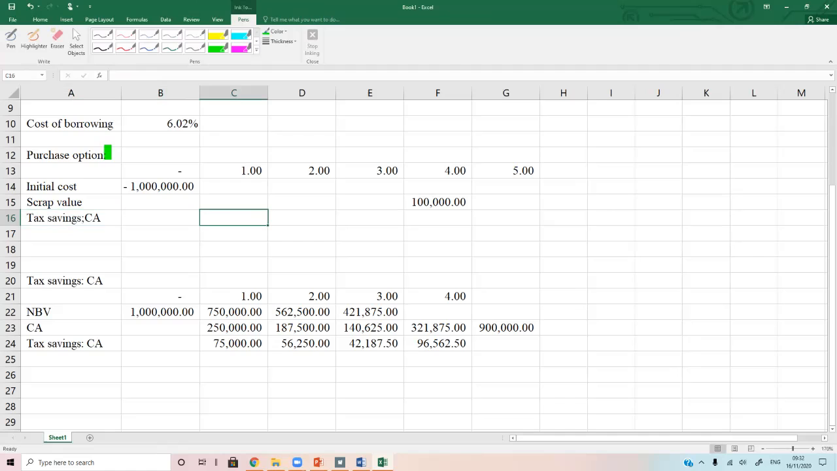These are tax based, therefore they're also in arrears. Because they pay tax in arrears, therefore they're also in arrears. They begin from year 2, because you have the workings here already. And now you can drag the formula all the way to year 5.